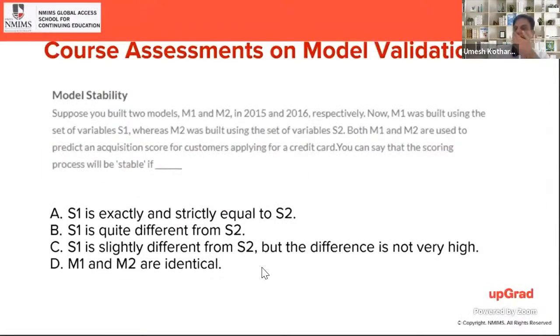So I would go with C as well. It is slightly different, but the difference is not very high, because both, though being different, are doing the job right, able to predict what you want to predict. Okay, you can say M1 and M2 are identical, but on the same grounds, and between the two, I think C says it better than D personally.